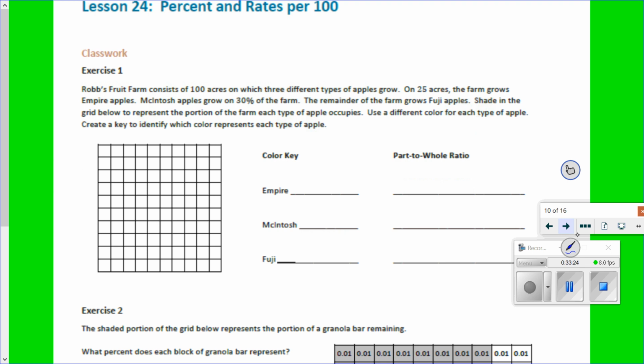Okay, at this point, we need everybody to have 3 colors. You can have pens, crayons, colored pencils, highlighters, markers. We don't care. Just make sure you have 3 different colors. We'll give you guys 2 seconds to get that.